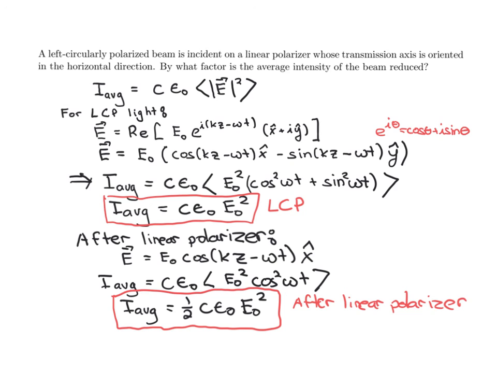So we conclude that after this beam has passed through the linear polarizer, the average intensity of the beam is now 1/2 times c epsilon naught E naught squared. Comparing this expression with the previous one, we see that the effect of the linear polarizer is to reduce the average intensity of the beam by a factor of 2, which is the question that we were asked to answer. So that's our answer. It's reduced by a factor of 2.